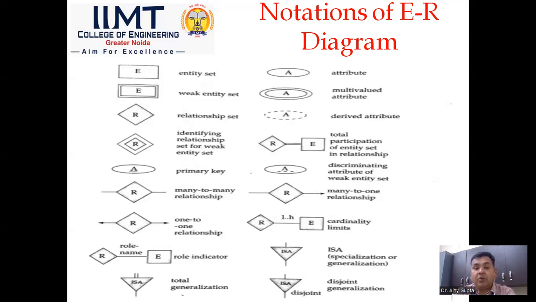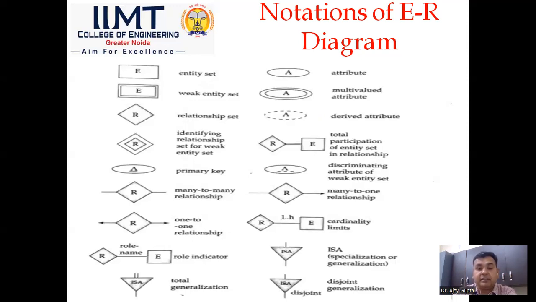Discriminating attribute of weak entity set, it is represented by attribute and the name of the attribute is dashed line. If it is a solid line, it is primary key. If it is a dashed line, this is discriminating attribute of weak entity set.